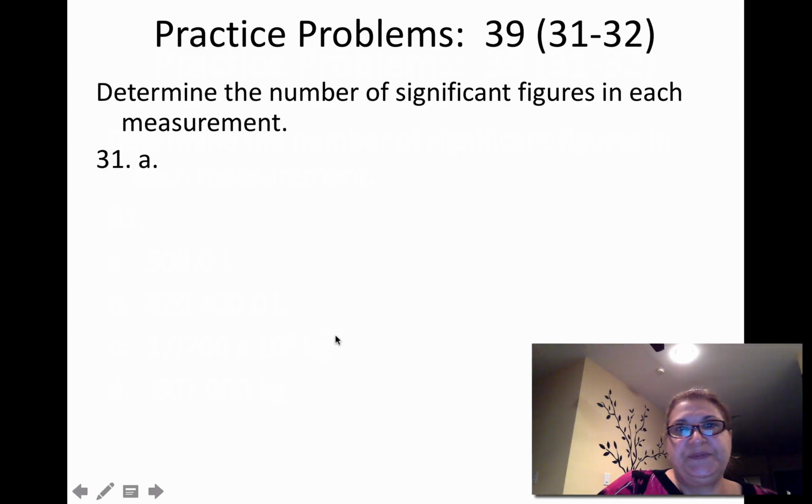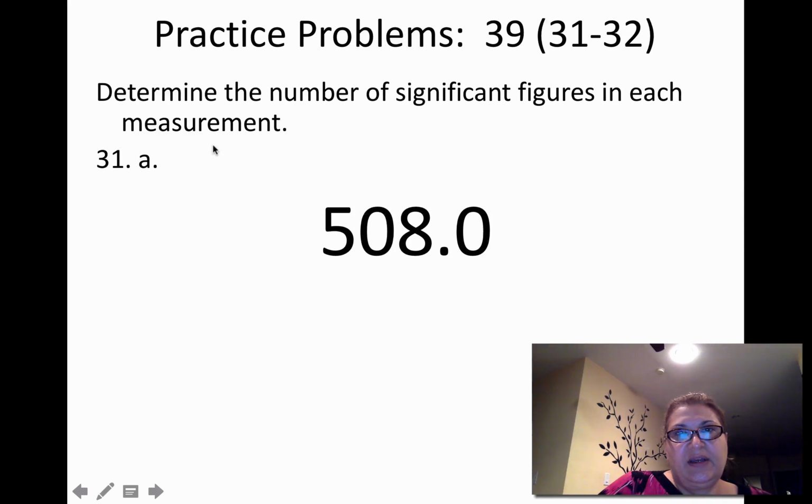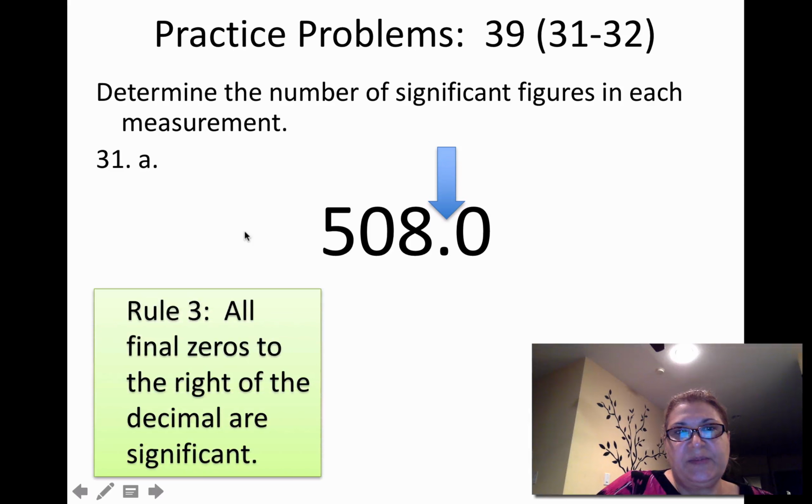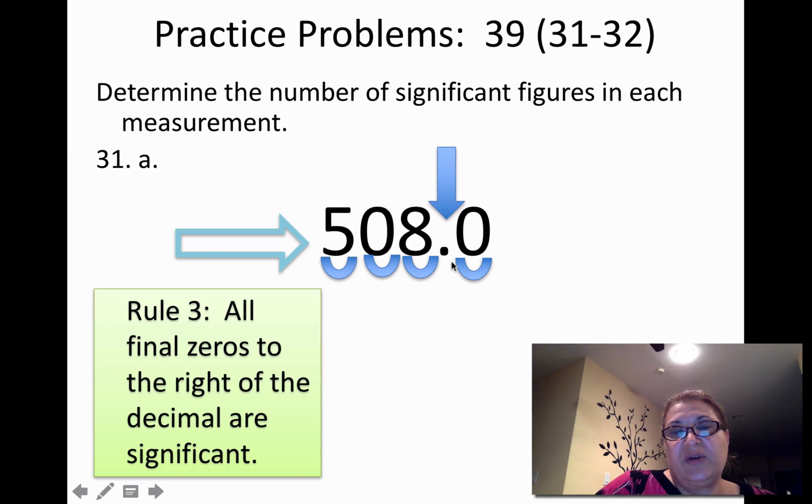Practice problems. Determine the number of significant figures. 508.0. There's a decimal. All final zeros to the right of a decimal are significant, so all of them are significant. 1, 2, 3, 4. 4 significant figures.